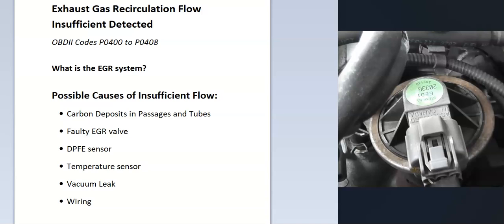So today I'll talk about the EGR valve, and mainly when you get an error code that's related to the exhaust gas recirculation flow insufficient detected error message. And I'm going to go over some of the causes and fixes for this and how you go about solving this issue. The main code you get for this is going to be between P0400 and up to P0408.